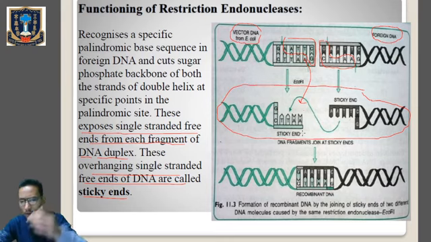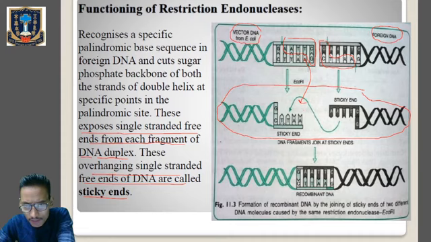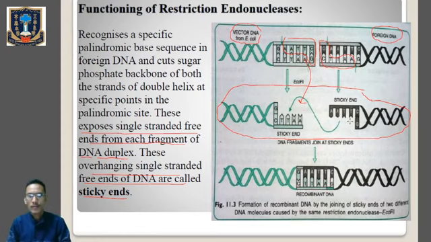So now, according to the base pairing rule, if the complementary bases are there, they will pair up, right? And they will form a double-stranded DNA molecule. So, look over here. T is there, A is there: adenine, thymine, adenine, adenine, thymine, adenine, thymine. So they will pair up according to the complementary base pairing rule.